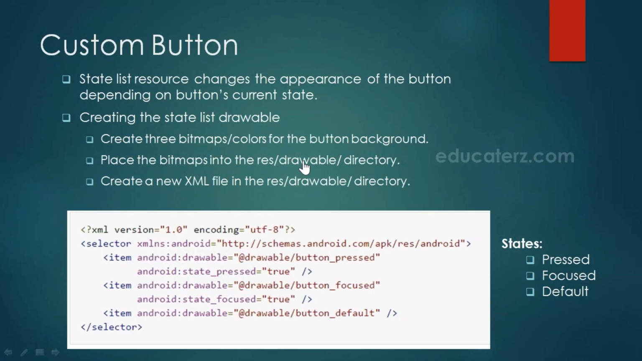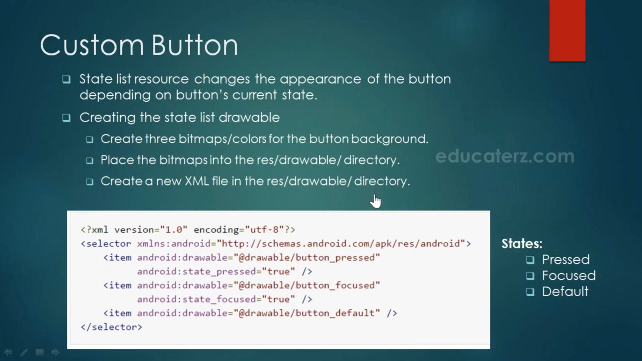This is in the resource directory, and create a new XML file in the same res/drawable directory. Name it yourself, like custom button or button background. And add these items: state pressed, state focused, and regular, which is the default one actually. Please make sure that this is in order, so that the default drawable will be used when state pressed and state focused are false. Okay, so this is the theoretical part.